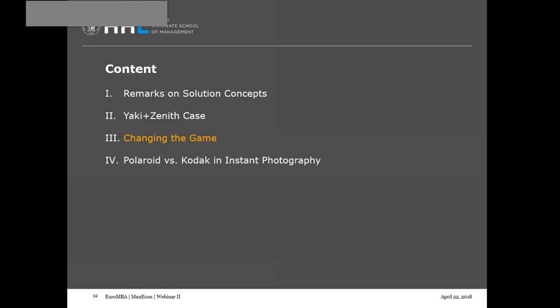So when we talk about this, we already looked at some cases of changing the game. And the Yaki Zenit case is commonly known as the game of trust, because Yaki can either trust the opponent and give the technology, or not give the technology, and Zenit could respond by abusing trust, so invading the market, or respecting the trust from Yaki, and this is the other option.